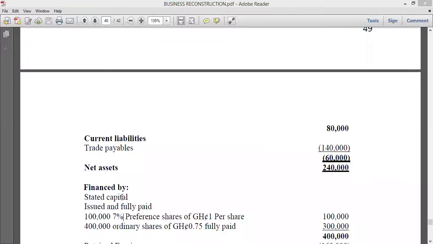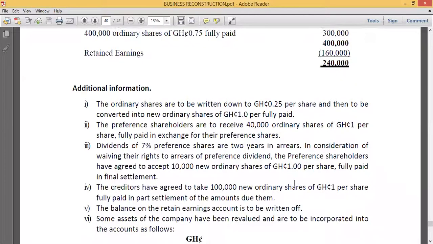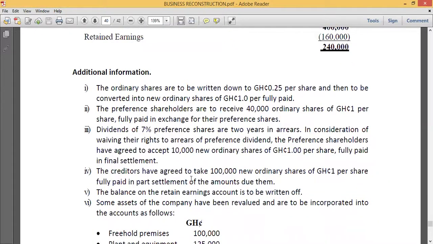Good. So the creditors is 140,000. So we are paying part. We are not paying all. So we should take note. It's a part settlement. So we owe them 140,000. So if we pay 100,000, we are left with 40,000. They say it's fully paid in part settlement of the amount due them. So that does not mean that we are gaining 40,000. No, not at all. We are not paying all the 140,000. We are paying part. Once it's part, the other 40,000 we are still owing. Good. So that is it. We are paying with ordinary shares.